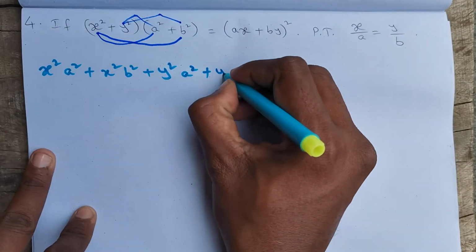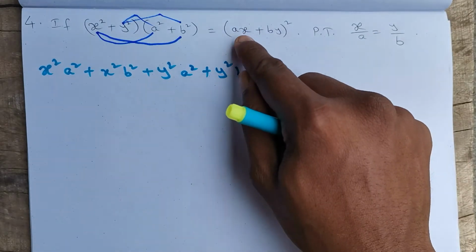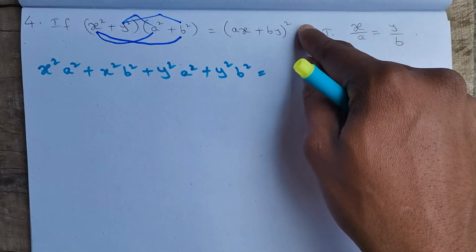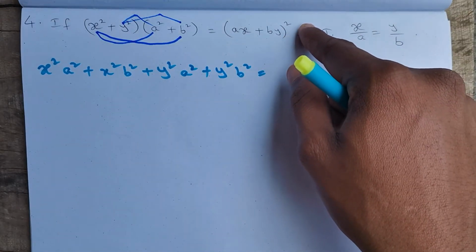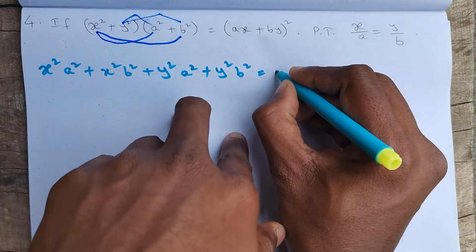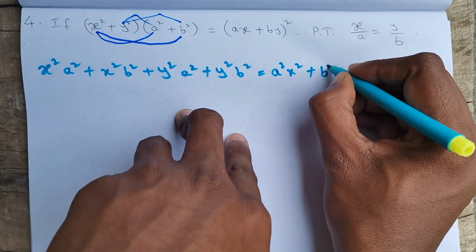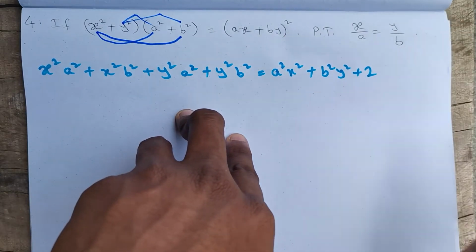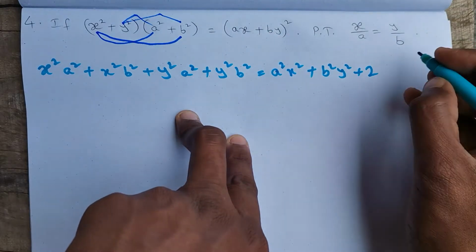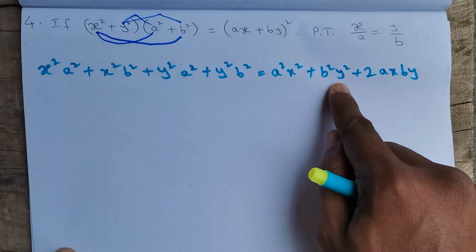is equal to, on the right side, if we observe, (ax + by) whole square is in the form of (a + b) whole square. So if we expand, a square plus b square plus 2ab, (ax) whole square is nothing but a square x square, plus (by) whole square, b square y square, plus 2 into ax into by, 2 into ax by, a square plus b square plus 2ab.